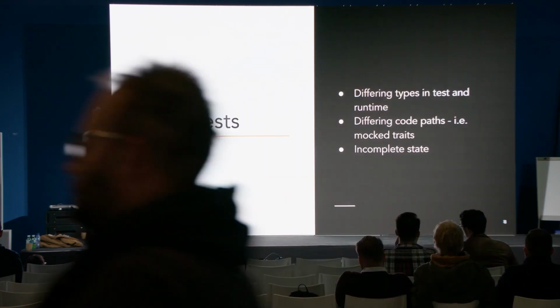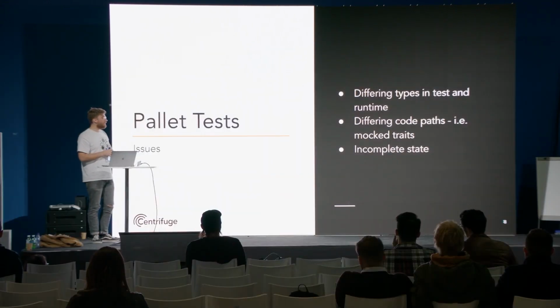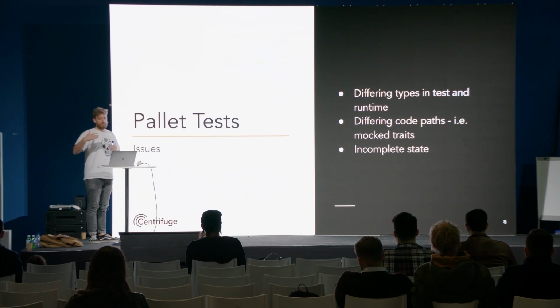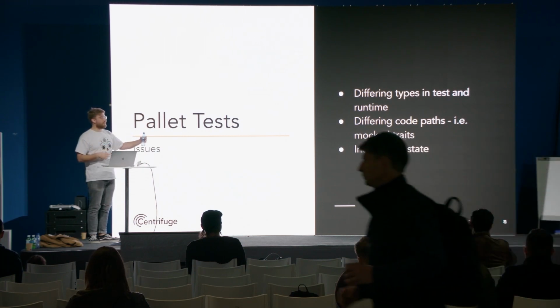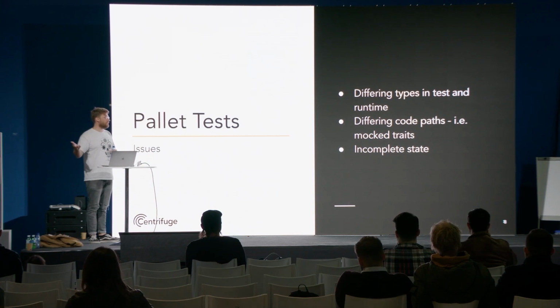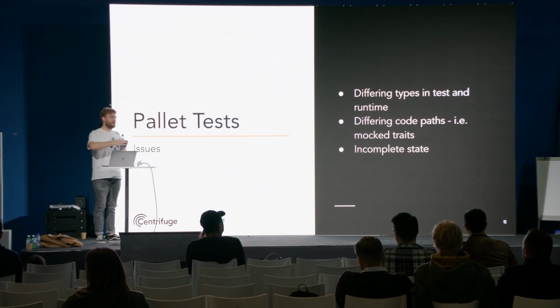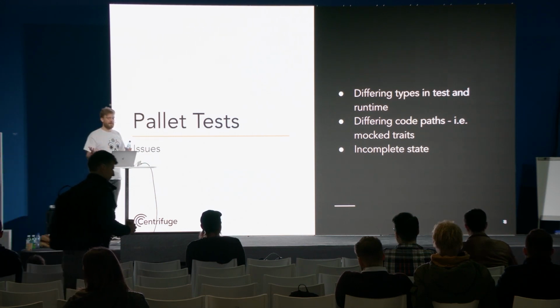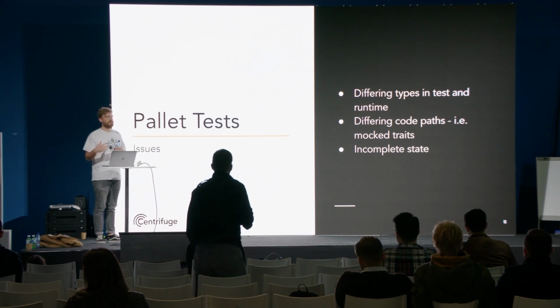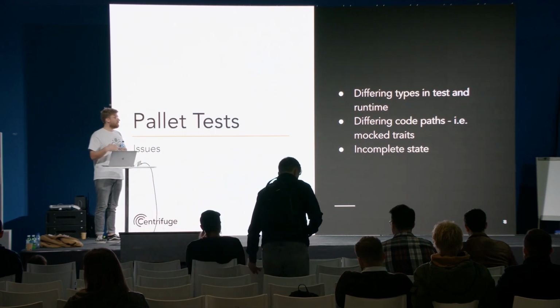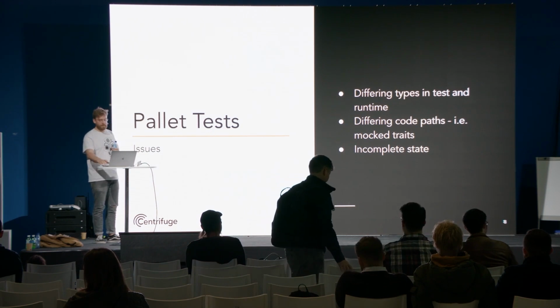But for me at least, the most important thing is that you're probably going to have different code paths, because once you mock a trait, you definitely will have different code path execution in your actual runtime when you use the trait that you're actually going to use in your runtime compared to what you tested in your unit tests. And incomplete state makes it a little bit hard to simulate the progression of blocks. For example, it's really hard in a unit test to generate persisted validation data, which is the data that you get from the relay chain.